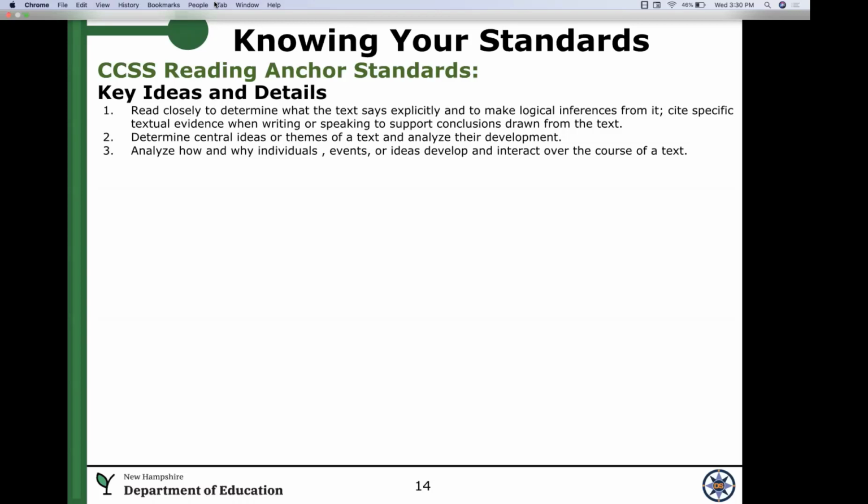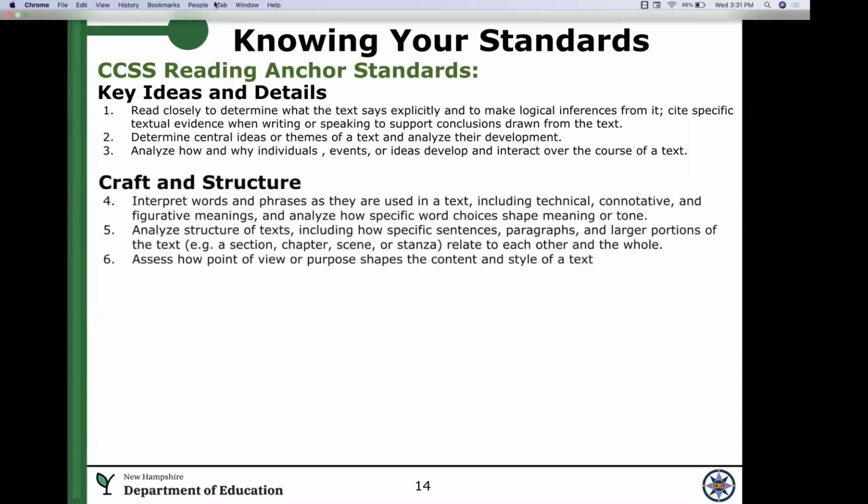For example, we have here the key ideas and details. And these three college and career readiness standards that fall under that are going to be woven throughout all the grade levels so that kids are building with those three shifts in mind over the years. So the anchor standards are identified by the strand, for example, R for reading, college and career readiness, CCR, and then the anchor standard number. So for example, you might see R.CCR.1, which would be reading, college and career readiness, anchor standard 1, which is read closely to determine and so on.